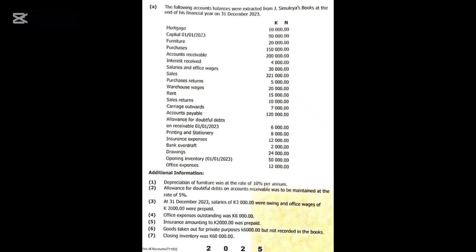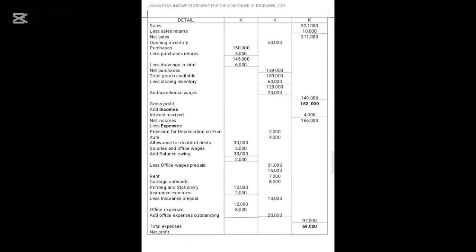warehouse wages. So when you reach cost of goods sold, you should check your balances. You should check the additional information. Wages involving the warehouse should be added to the cost of goods sold. So take note, be able to differentiate between factory wages and office wages. Office wages are administrative expenses, so they are included under the expenses. But factory wages, we need to add to the cost of goods sold. So here under the details we have warehouse wages costing 20,000, so we add it to the cost of goods sold, 20,000, to give us 149,000.